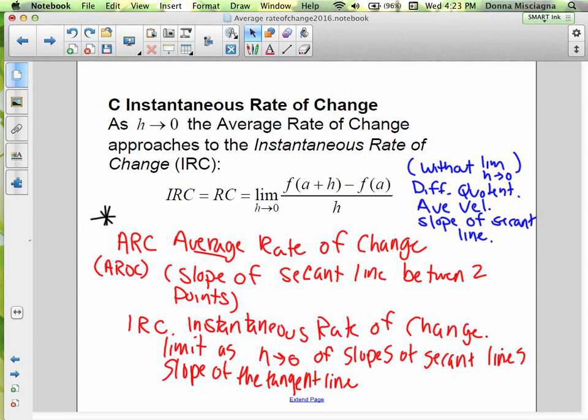The average rate of change is the slope of the secant line between 2 points. As that second point gets closer and closer, so that the difference between the 2 points goes to 0, we don't have a secant line anymore. We have a tangent line. Remember, a tangent line only intersects at 1 point. And that's our instantaneous rate of change. We're not looking at the rate of change between 2 points in time. We're looking at the rate of change at exactly 1 point in time. That's what instantaneous rate of change is.